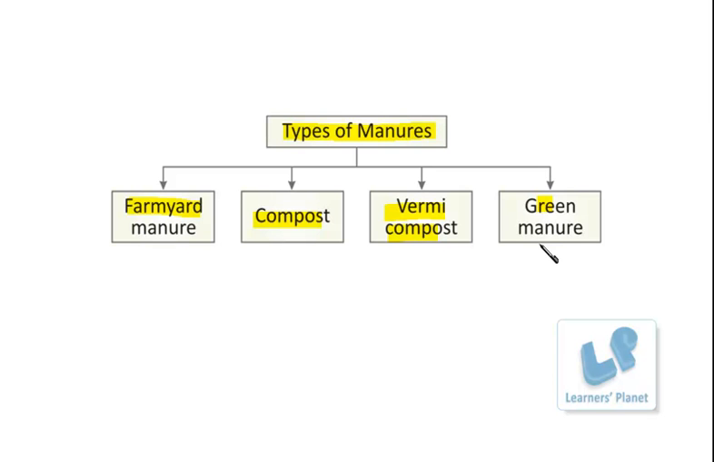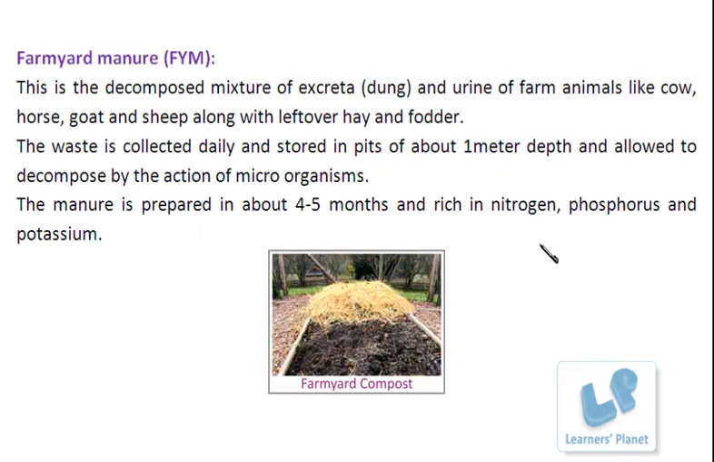Now I will explain each type in a very brief manner. In the case of farmyard manure, it is produced by decomposing a mixture of animal excreta with the urine of the farm animals.